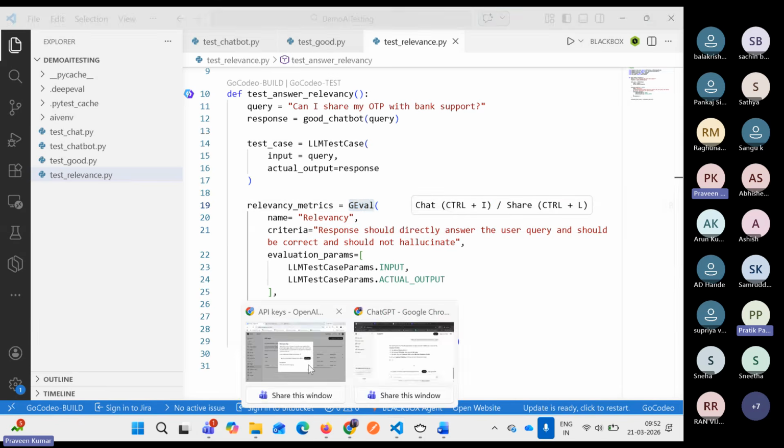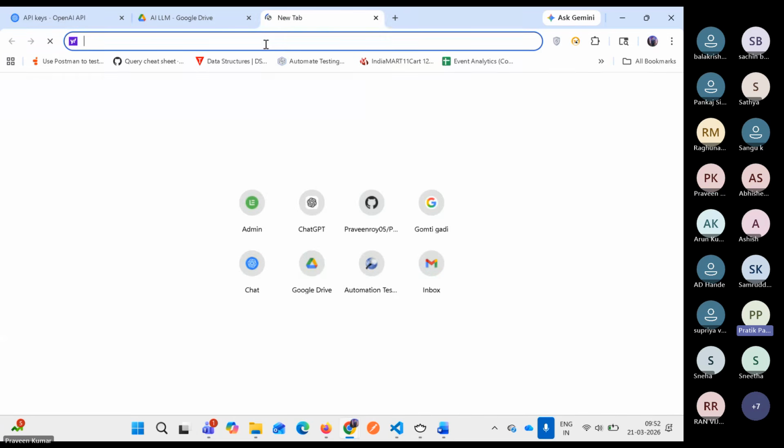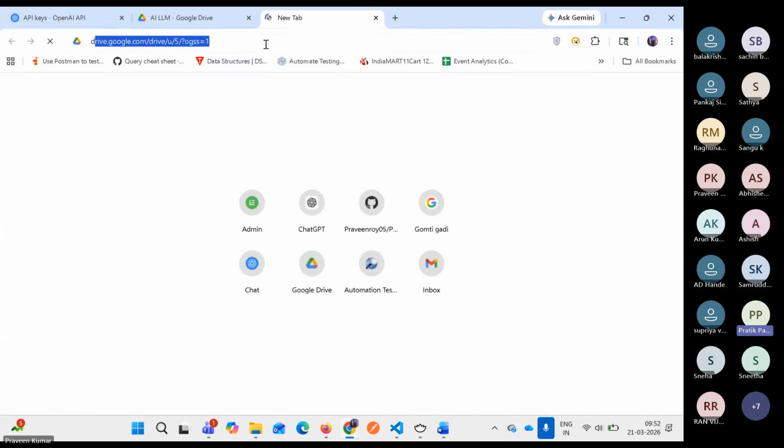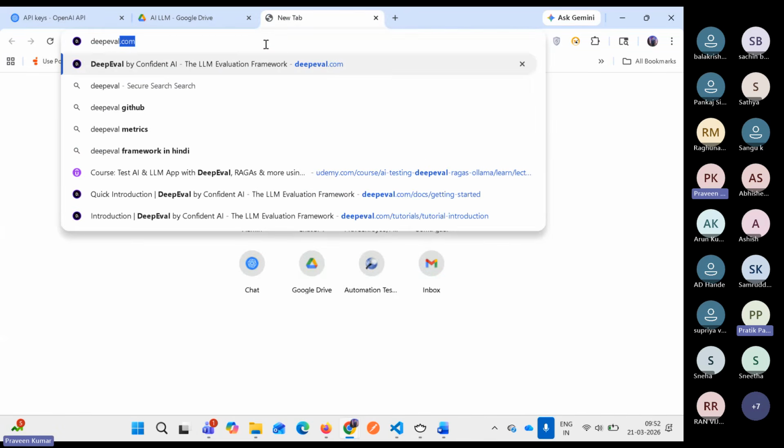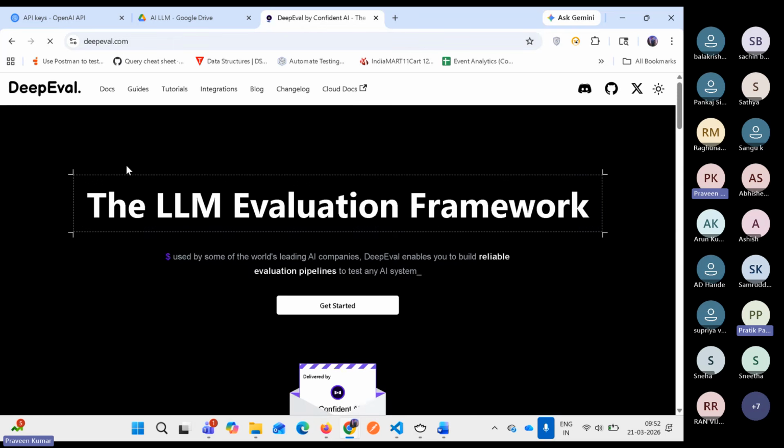But in some scenario it will also have a wrong answer, right? Then how will it run the test case? That is what I'm saying. These have been developed by Deepeval. You're using Deepeval, right? Deepeval has its own metrics, its own evaluation.